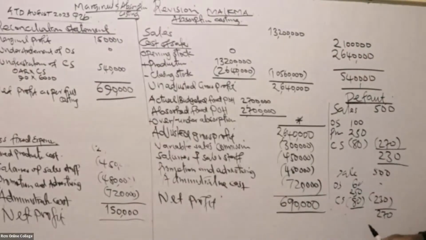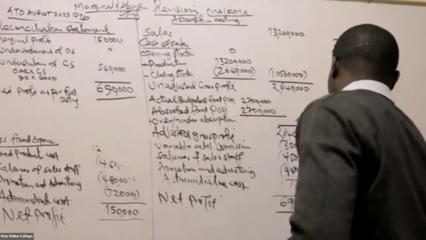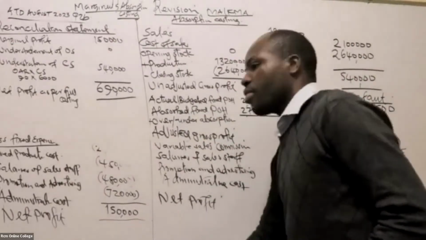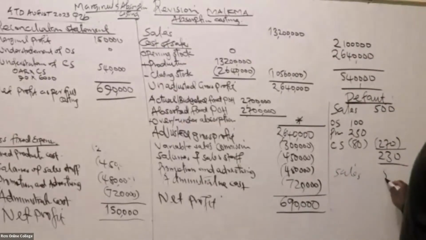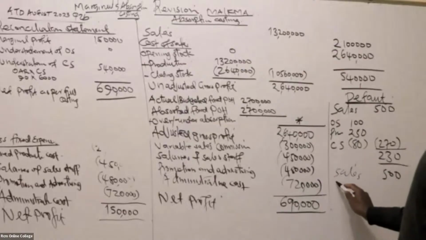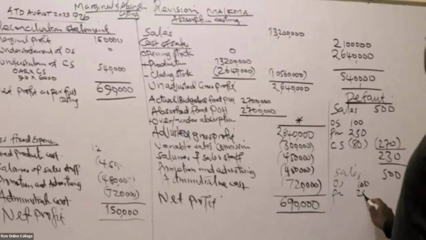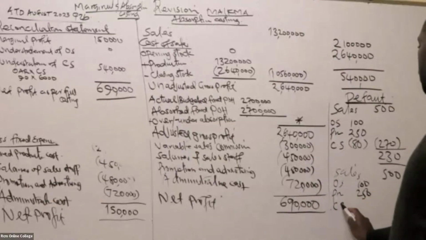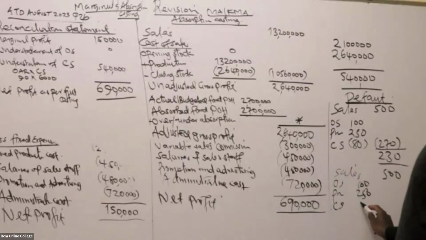What if we were to take the closing stock part? So let's go to the closing stock. We want to interfere with the closing stock. So our sales is not affected this time around, it is 500. Opening stock is still 100. Production is still 250. Then now closing stock, we want to understate it by 30, to 50.